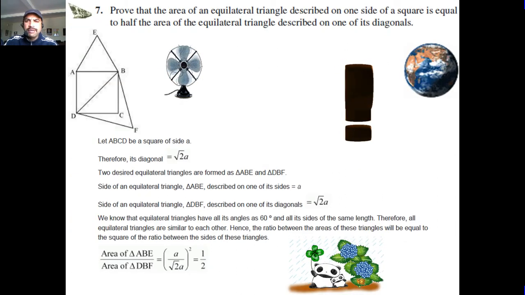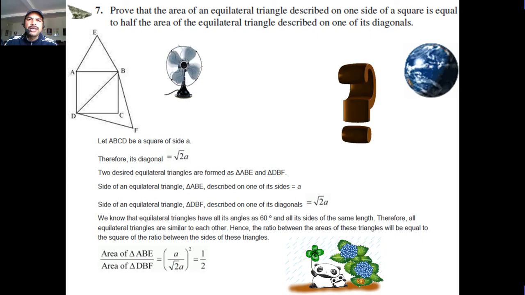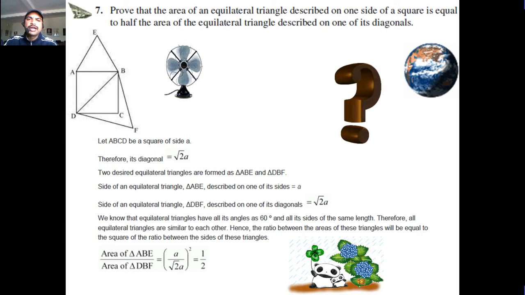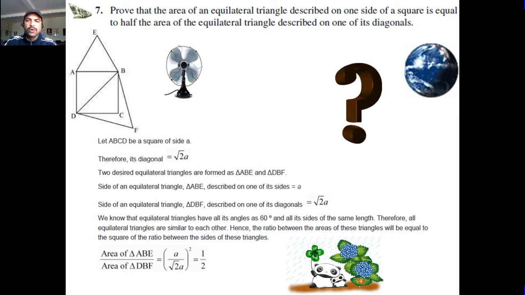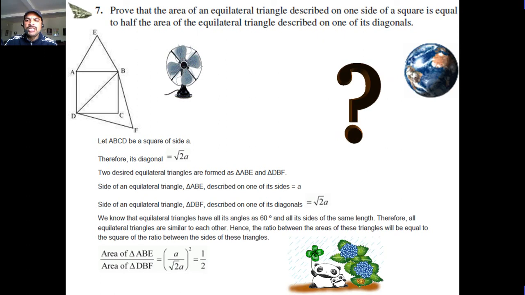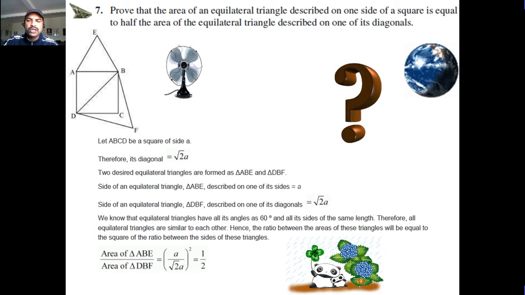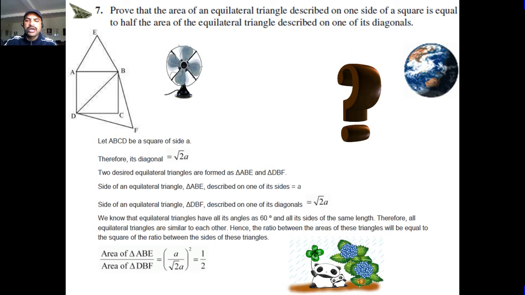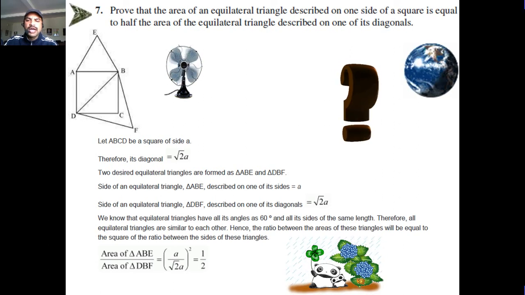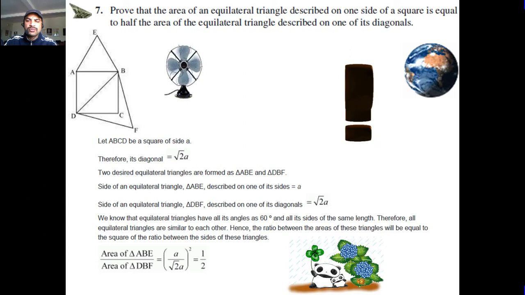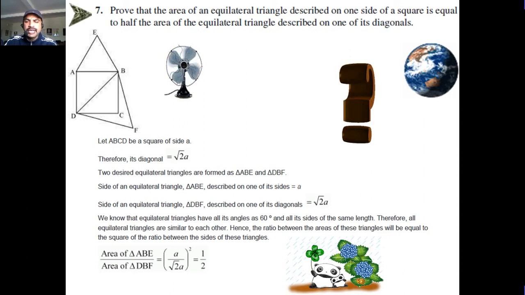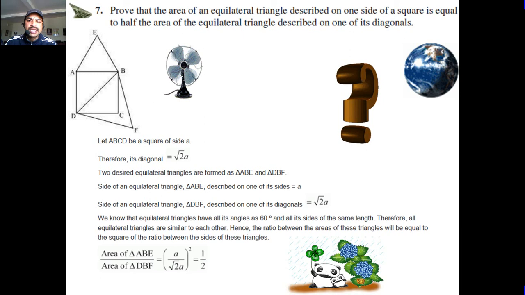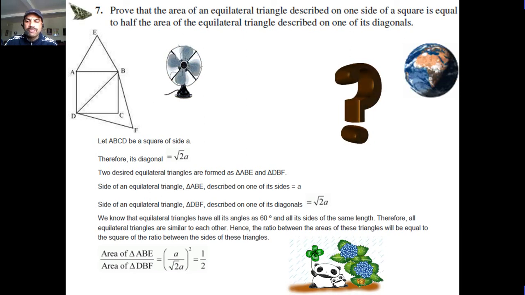Now students, question number 7, prove that the area of an equilateral triangle described on one side of a square is equal to half of the area of the equilateral triangle described on one of its diagonals. So let ABCD be a square of side a, therefore the diagonal is root 2 a. Two desired equilateral triangles are formed, triangle ABE and triangle DBF. Side of equilateral triangle ABE described on one side is a, and side of equilateral triangle DBF described on its diagonal is root 2 a.